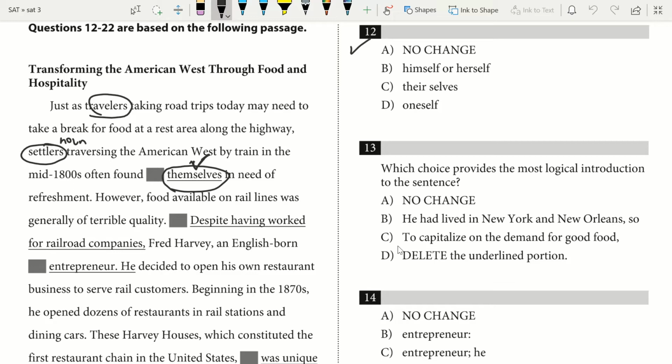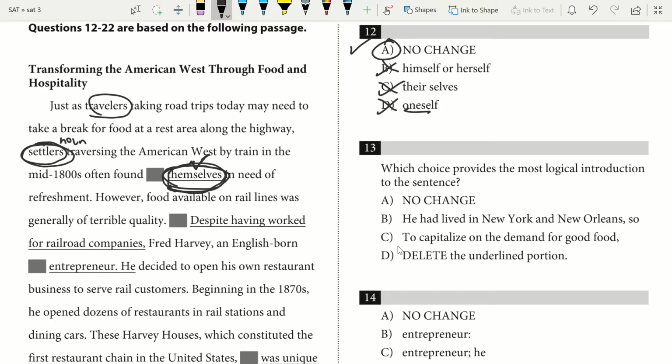Settlers traversing the American West by train in the mid-1800s often found themselves, right? So we have settlers and themselves. It's not going to be settlers and then himself or herself, or settlers and their selves, or settlers and oneself, right? It's going to be settlers and themselves. So when we have a question like this, whether it's their or its or themselves versus oneself or something like that, we want to go back and find our noun, our subject that we are using our pronoun in, right? So here it's going to be A.